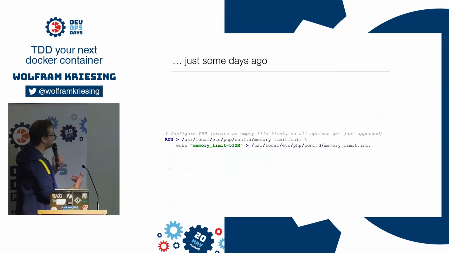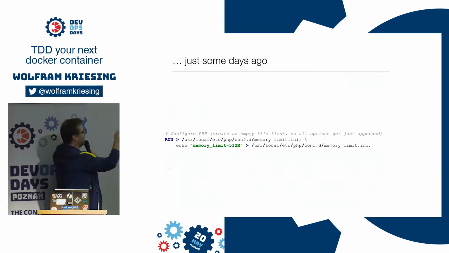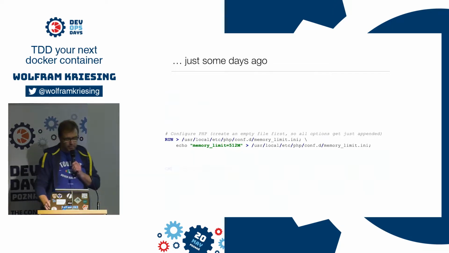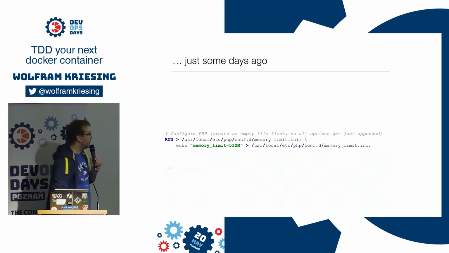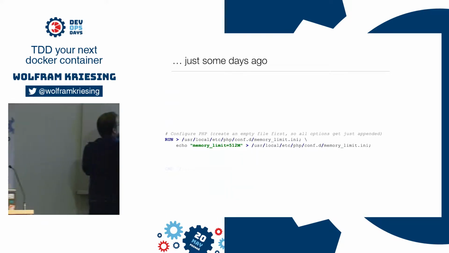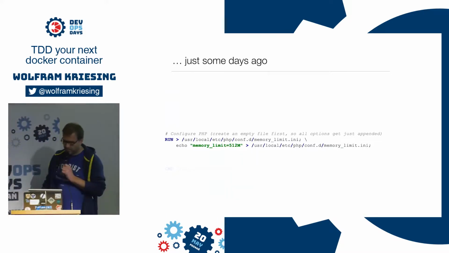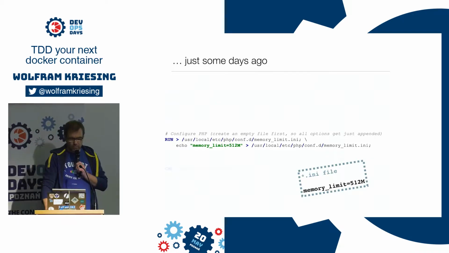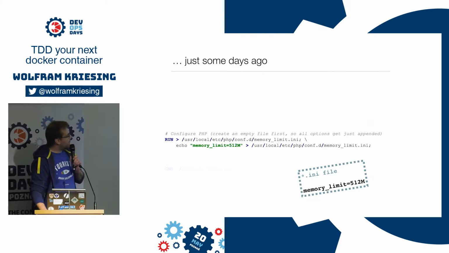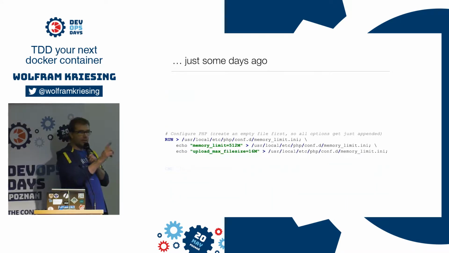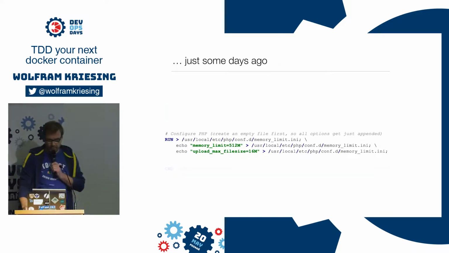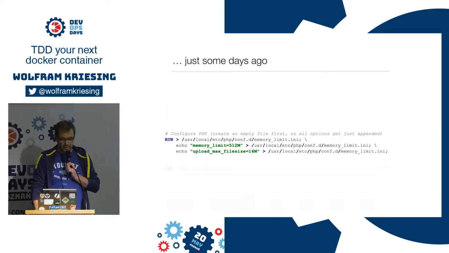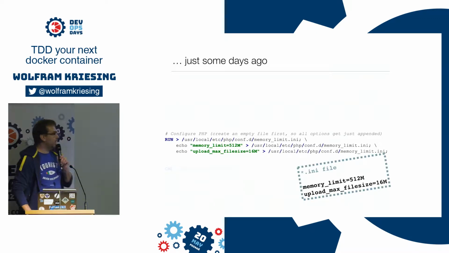One of the stories I would like to share with you: we configured this PHP application to have a memory limit. You see, it says 512 megabytes. At some point, we needed to upload a couple of bigger pictures. So the ini file in this case looked like that. Then I said, oh, we need to increase the upload max size. So we increased the upload max file size, which changed the ini file, which then looked like this.